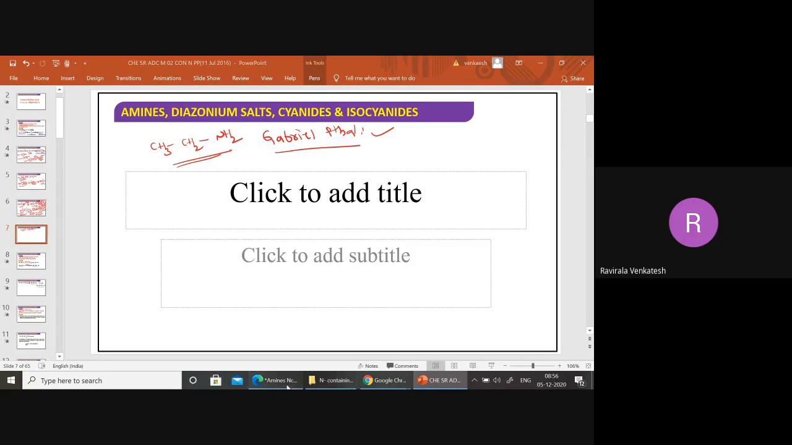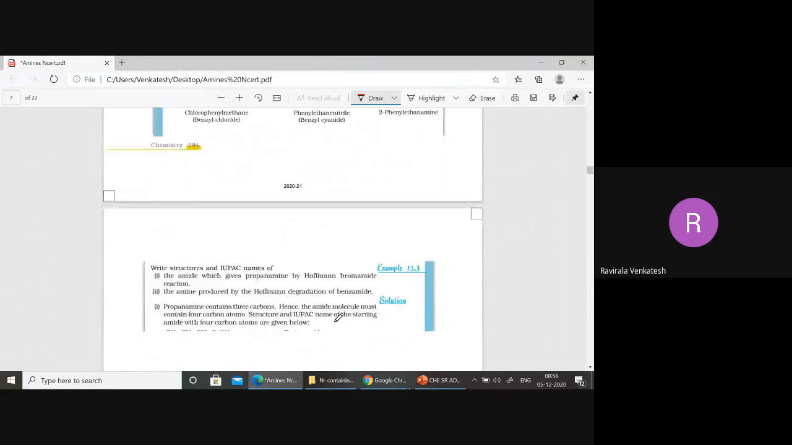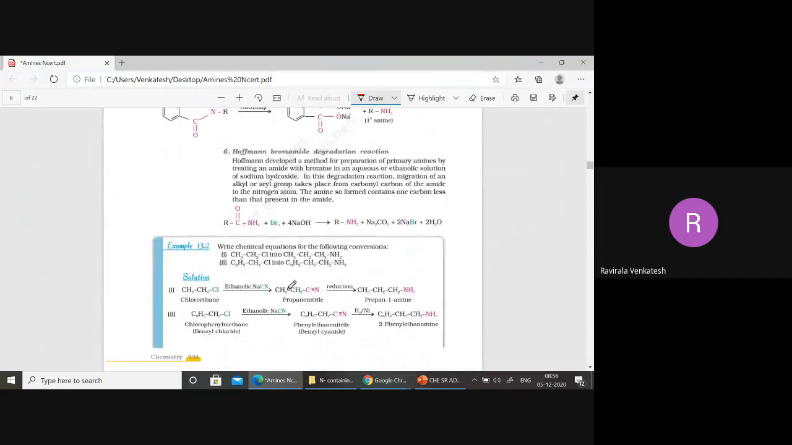Right? Next, we'll move to the last reaction, 6th reaction. After that, we are going to see the physical properties. We'll discuss day after tomorrow. So 6th one, what is that? It's also named reaction. Hoffmann bromamide degradation, isn't it?